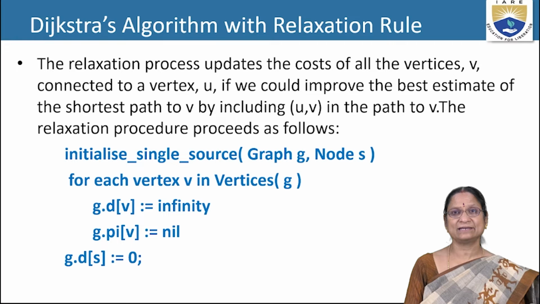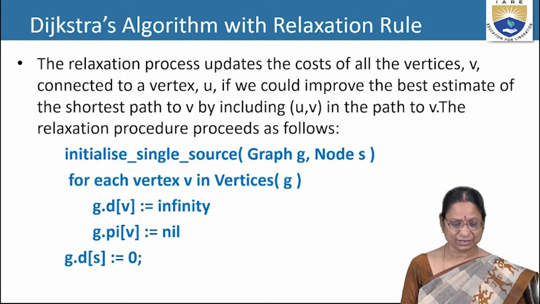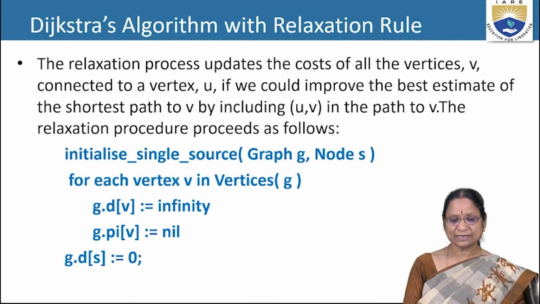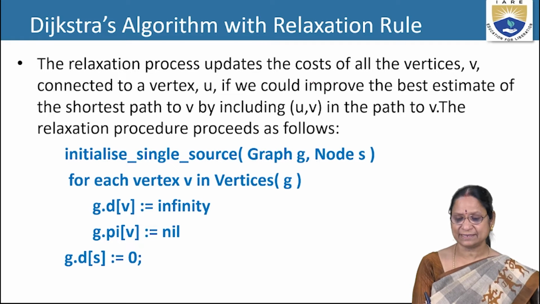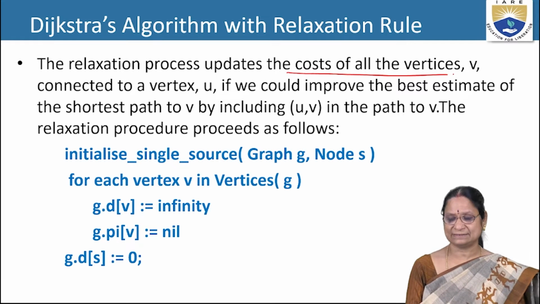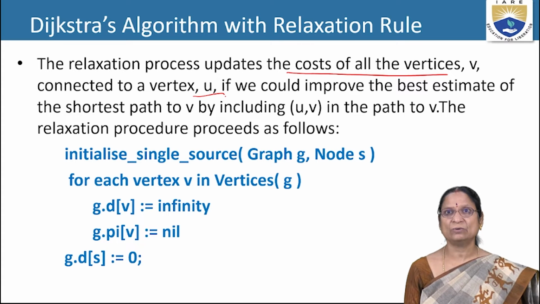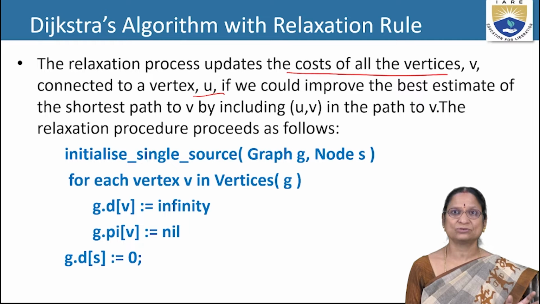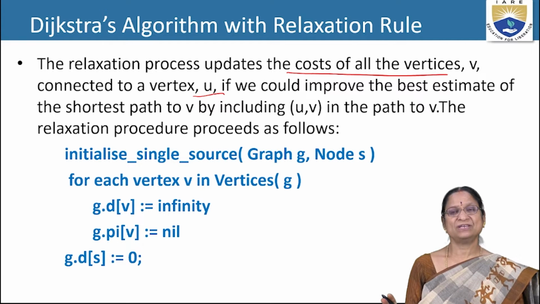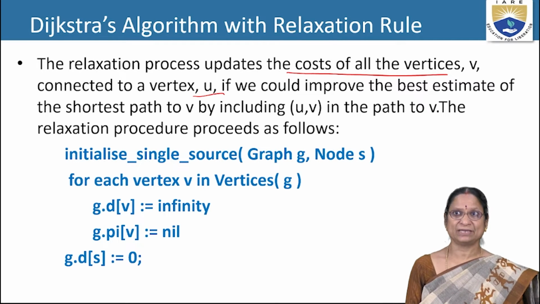It has to be selected, or it has to be considered by our relaxation rule. So the relaxation process updates the cost of all vertices V connected to the vertex which was selected now, if we could improve the best estimate of the shortest path to V by including UV in that particular path. Otherwise, the previous path itself is the best path, we can keep it as it is.